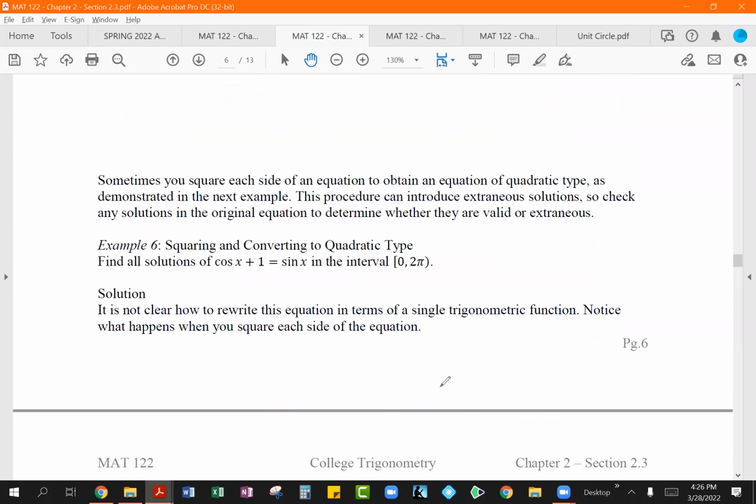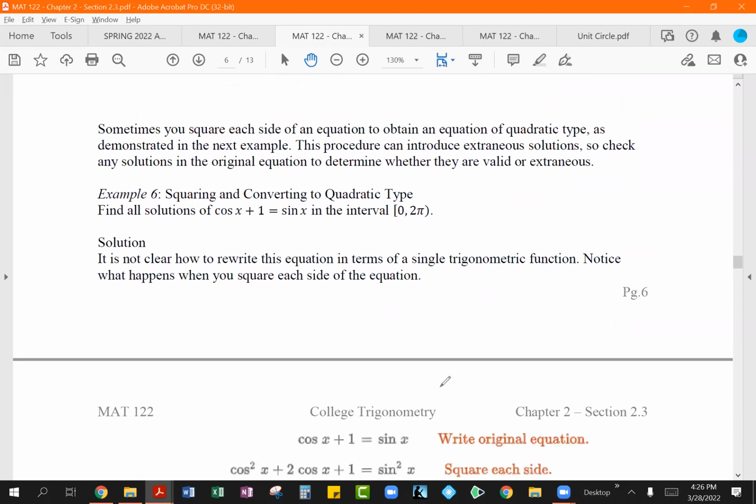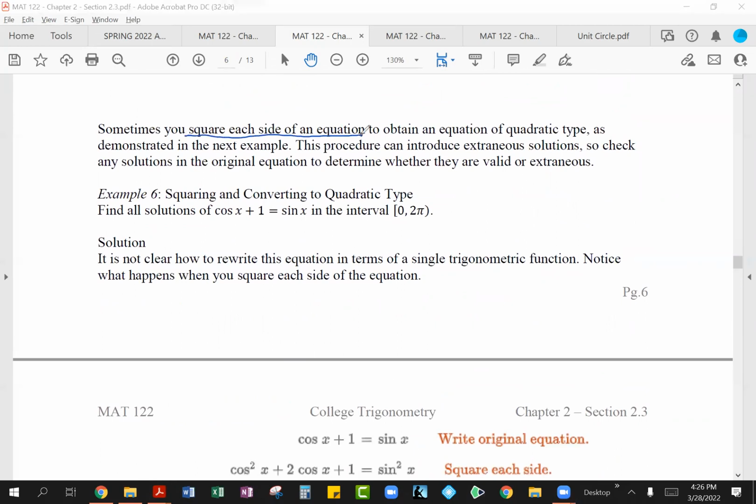Let's see. Actually, I think the example that I have may be based on this example over here. So this one is talking about how sometimes you may have to square each side of your equation to be able to come up with a solution. And they're talking about to obtain an equation of the quadratic type.